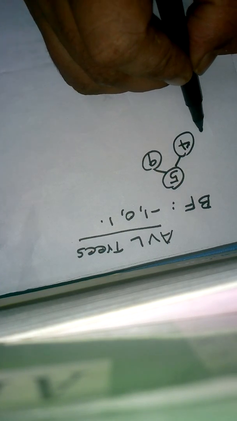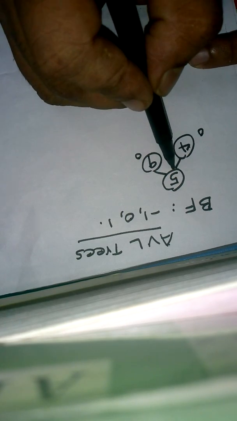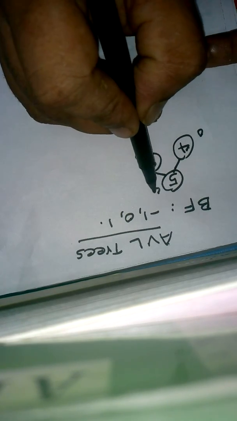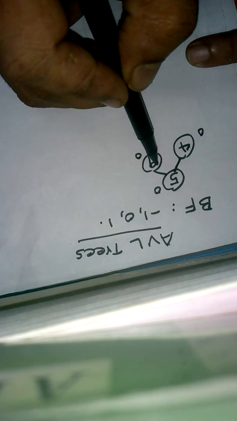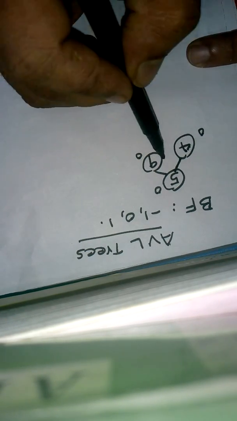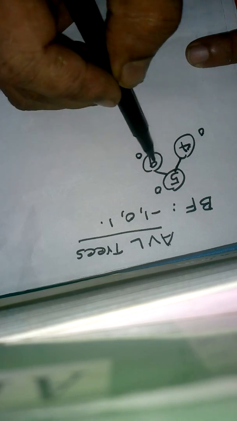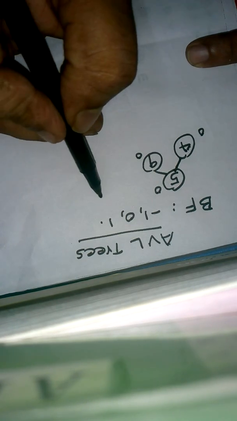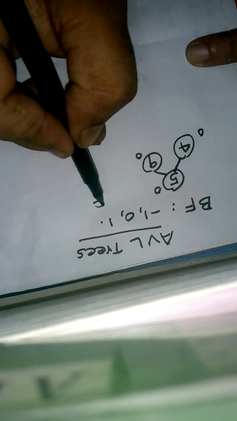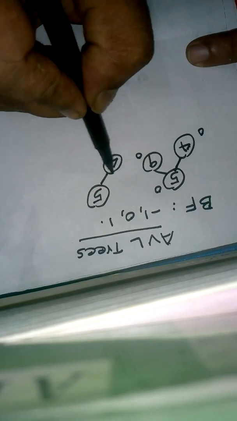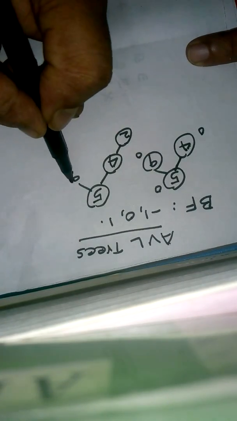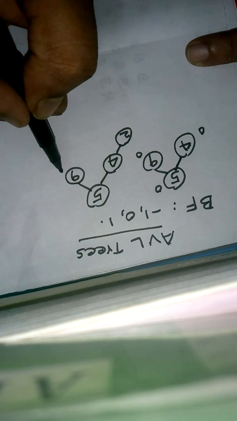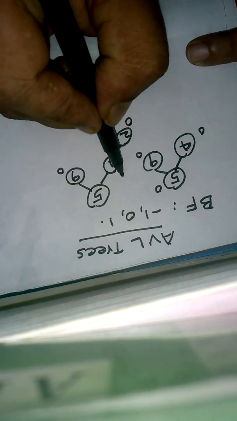Balancing factor of 4 and 9 are 0. For 5 the balancing factor will be 0 again. So this part has 1 edge and the height is 1, and right subtree is 1 minus 1, 0. So what if the structure is something like 5, 4, 2, 9? So here this is going to be 0, this is going to be 0, this is 1 and this is 1.